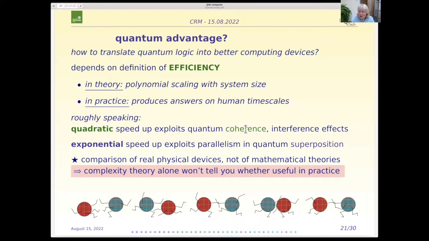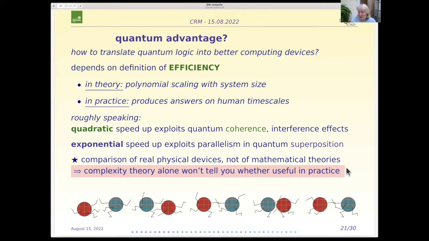So roughly speaking, what we get out of quantum is polynomial or quadratic speedups that are exploiting quantum coherence and interference effects, and exponential speedups that exploit the parallelism in the quantum superposition. And obviously both are in play in both settings. It's just a question of whether the particular problem we're applying them to lets us exploit them. The usefulness of a real physical computer isn't dependent on complexity theory alone. That will tell you what's possible in a scaling sense, but in practice, you have other criteria you're going to need to meet.